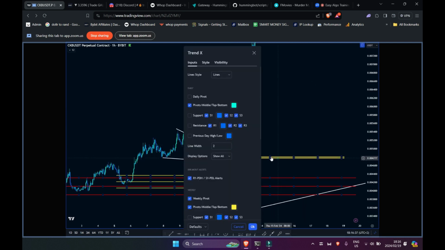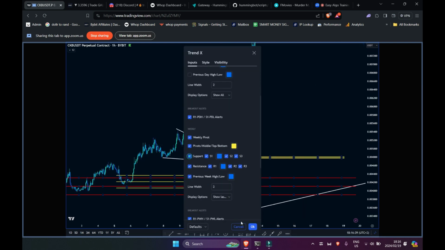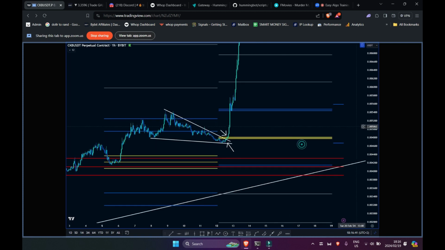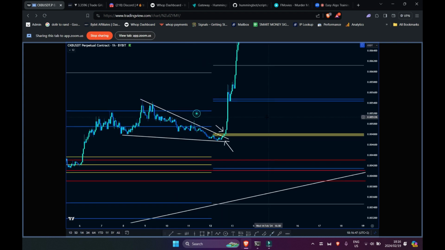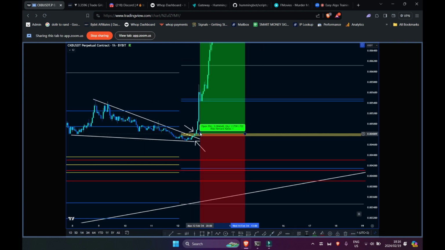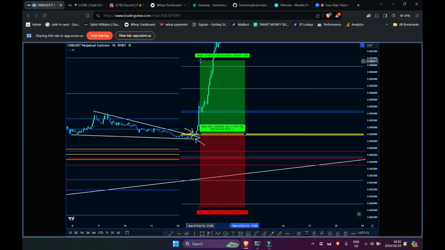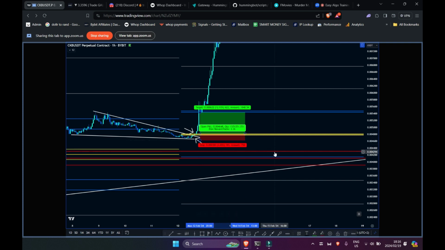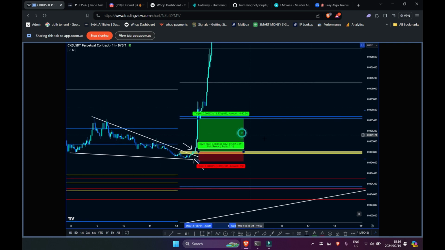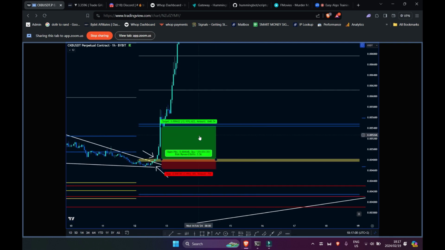Okay, let us turn on the other attributes and just have a look at more details. So you can see over here, there's not a wide space between this pivot to the resistance. If we had entered over here, we could have set our target at the high, this resistance, and our stop loss would have been just underneath. And that was a 12%. Look at the size of these candles. It took 1, 2, 3 candles and it just shot through.